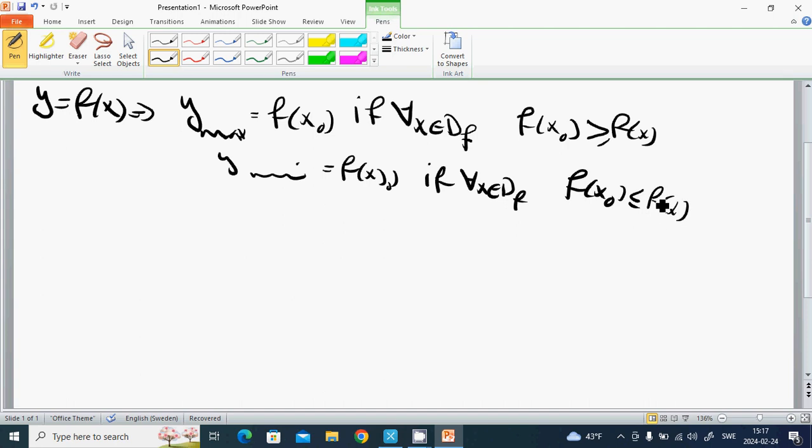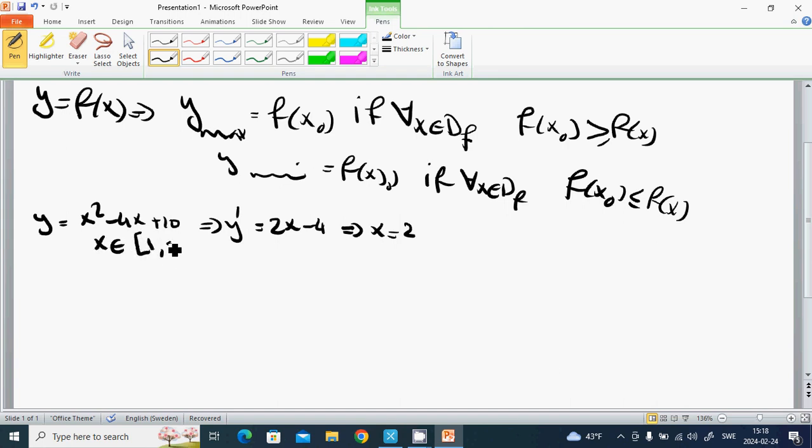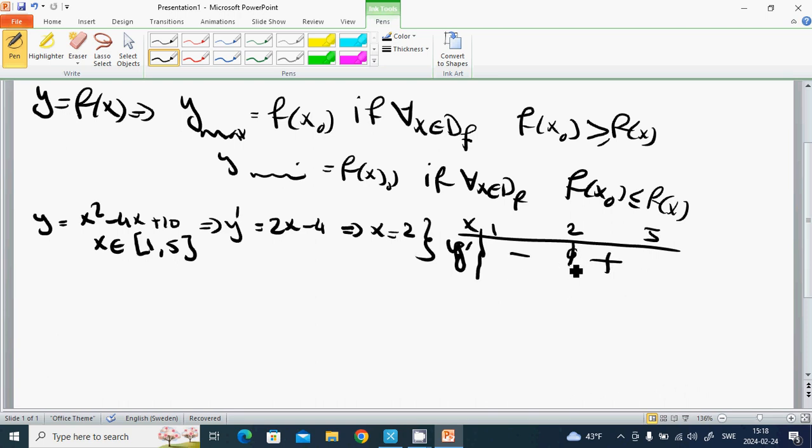And we have an example: y equals x2 minus 4x plus 10, then y prime equals 2x minus 4 and x equals 2, and here x belongs to 1 and 5. Then we create the table: x, 1, 2, 5, and y prime, for this is 0 and less than 2, this is negative, greater, positive, and then y.